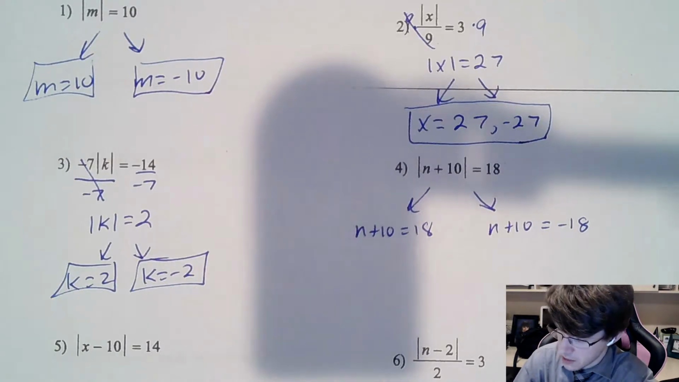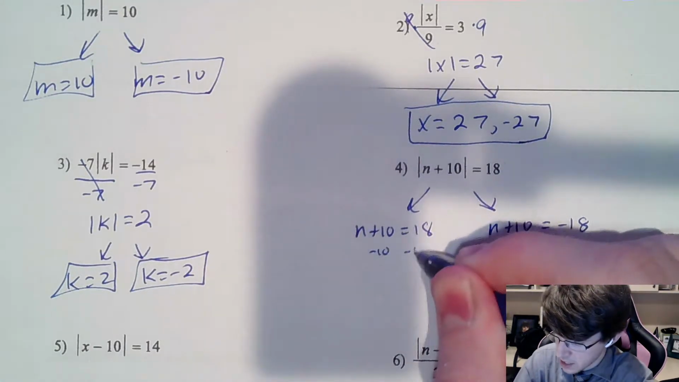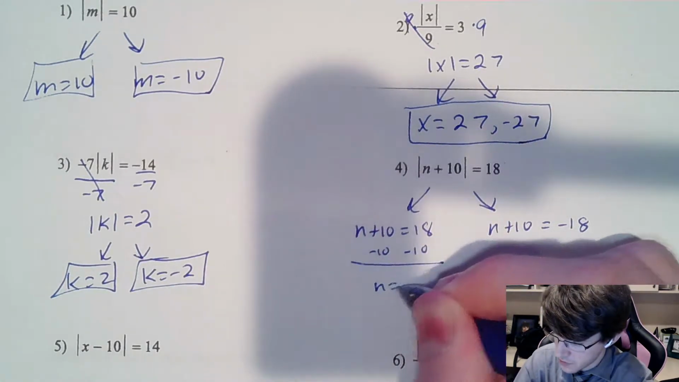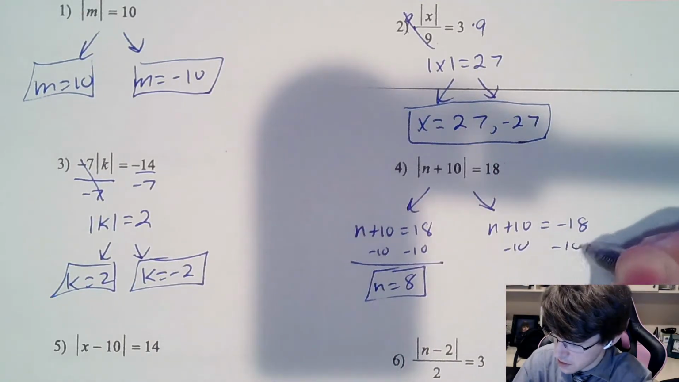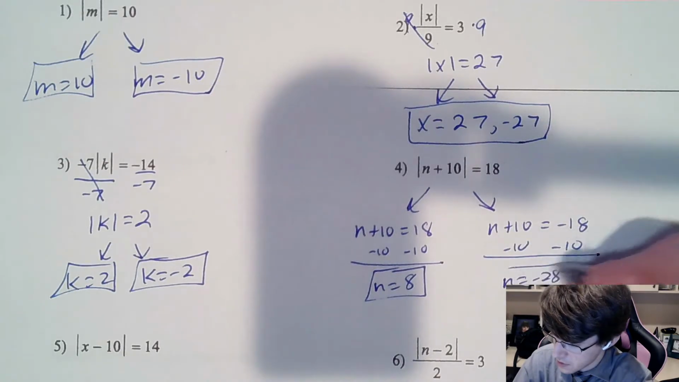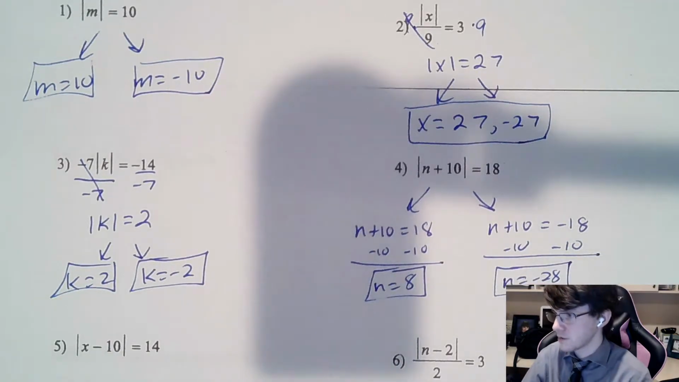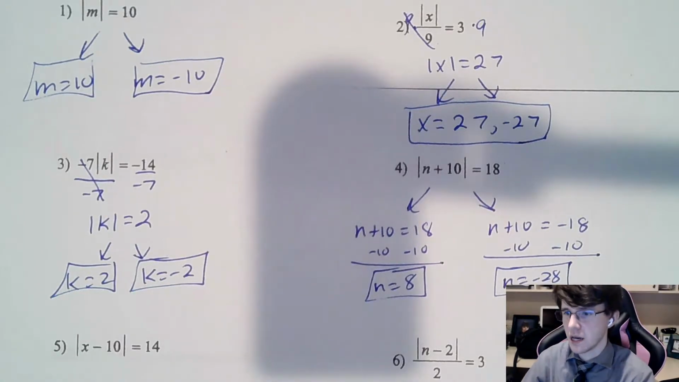Finishing this guy up, we're going to go ahead and subtract 10 on both sides for both equations. So one of our answers is 8, and the other answer is going to be -28. And my face is just barely not covering that one. Good to see that. Let's keep it moving.